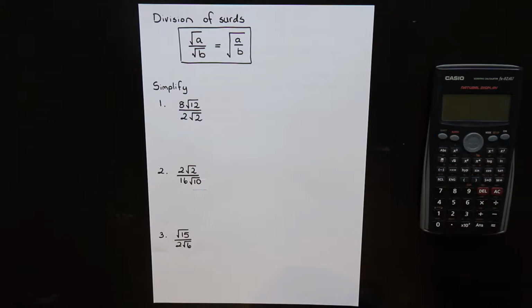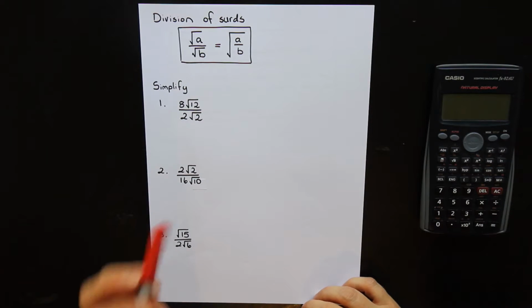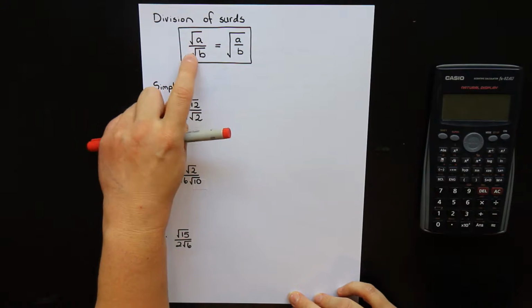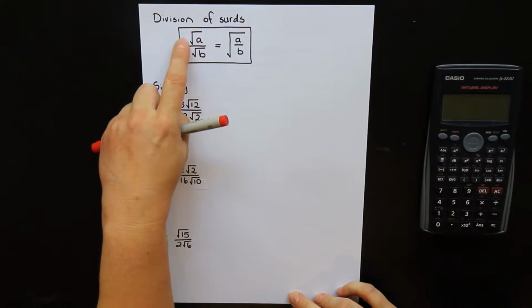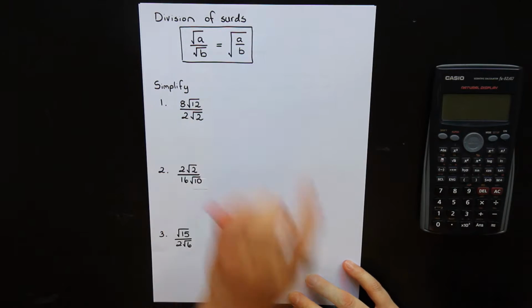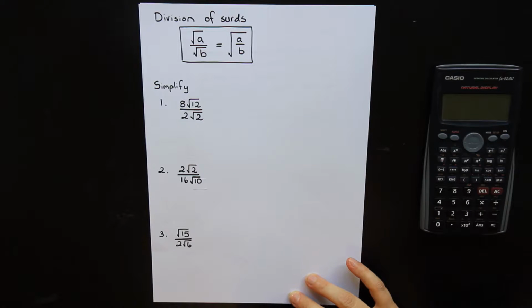Today we're looking at the division of surds. Hopefully you're pretty good at simplifying surds and you've probably looked at multiplying surds and adding and subtracting surds. So let's do some division today. We have a rule up the top here that we can change two small surds that are divided into one big surd with the fraction underneath. Let me show you how that works.